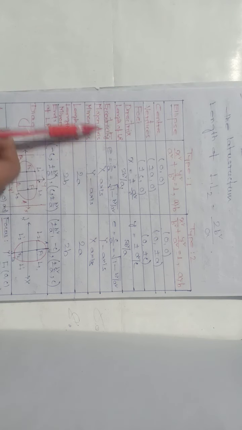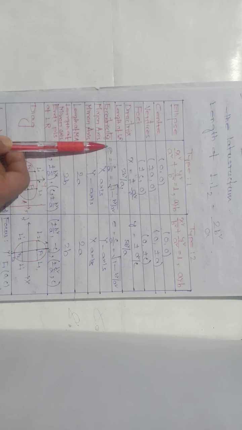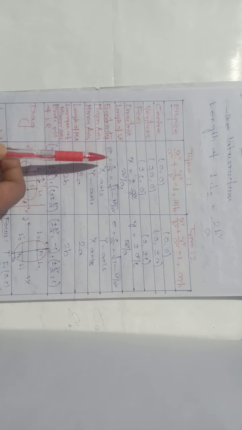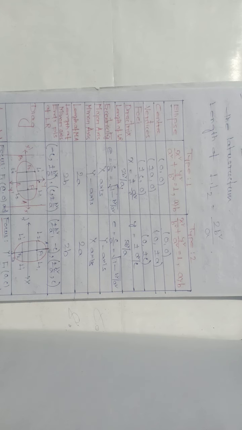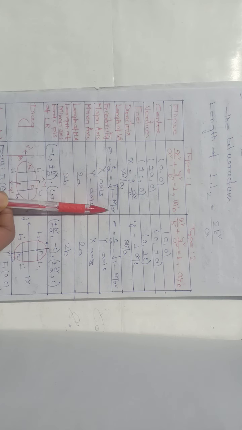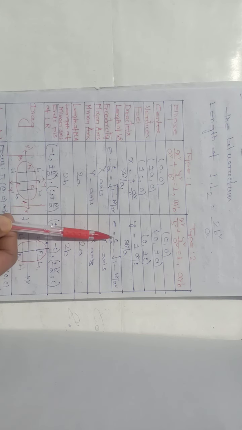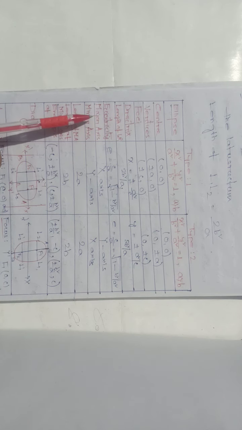Length of latus rectum. Eccentricity: the value of the constant eccentricity e is nothing but c by a. As you can find, c equals a into e, so e equals c by a, and its value is root over 1 minus b square by a square. For this type of ellipse it is the same.